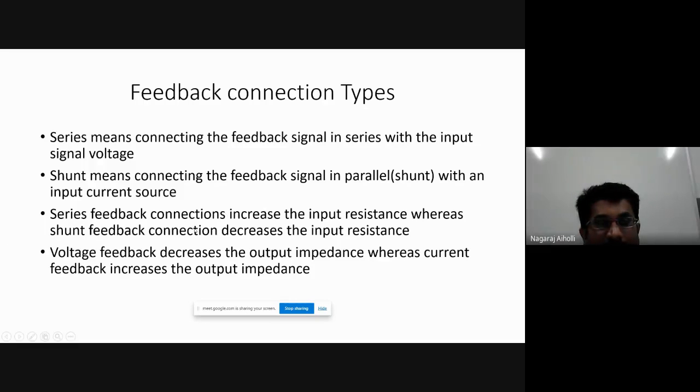Now in the series feedback connection, if it is a series feedback connection, it increases the input resistance.